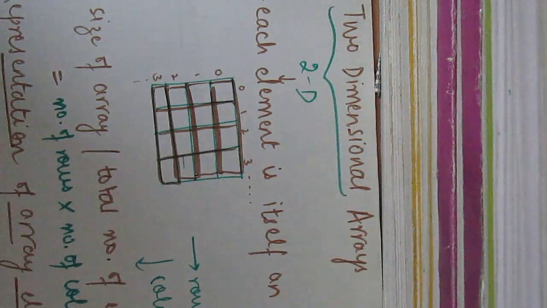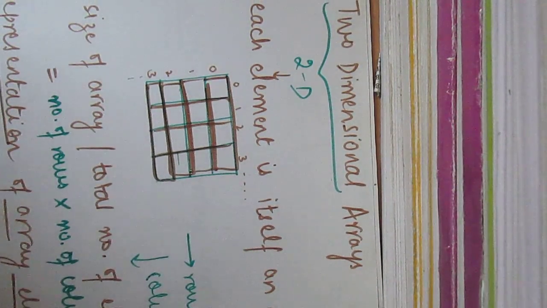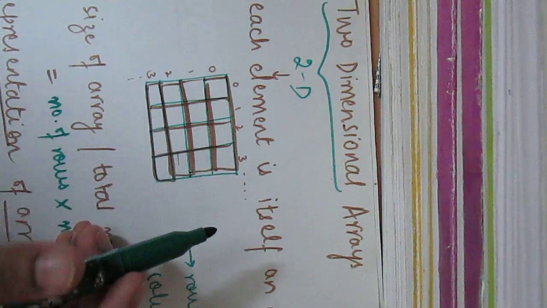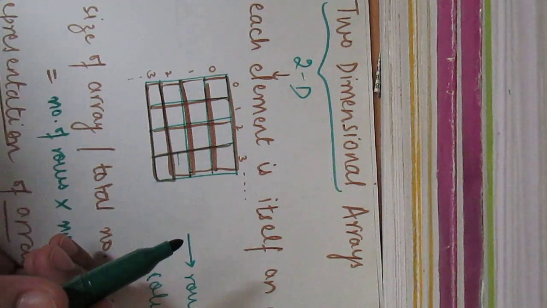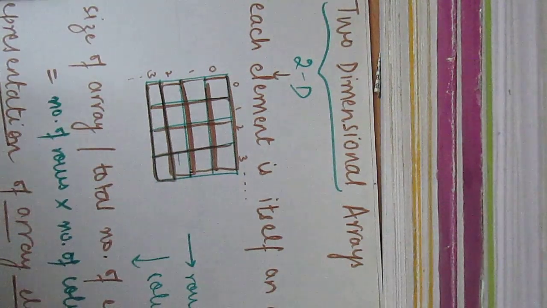In the 2D array, we can say that each element is itself an array. This simply means that we have a collection of single dimensional arrays stacked one over the other. It's not a hard and fast rule, but it's a way of saying.